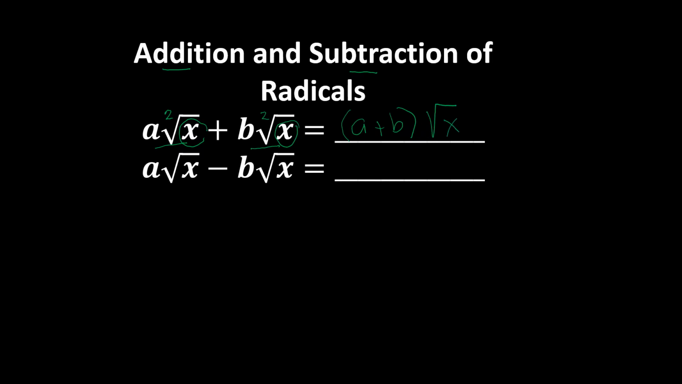Ganon din sa subtraction of radicals. Kapag like radicals sila, so dito we have like radicals a times the square root of x and then b times the square root of x. Para ma-subtract sila, isa-subtract lang natin yung coefficients na a at saka b. And then, kukopyahin natin yung same radical na square root of x. So, itong dalawang formulang to ang gagamitin natin for us to add or subtract radicals.